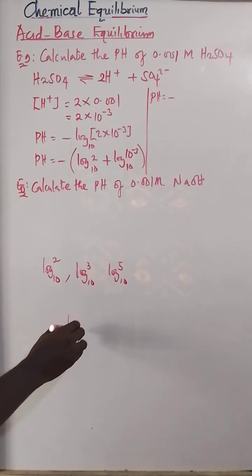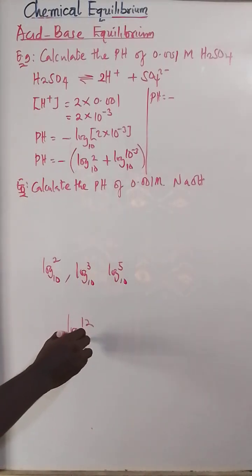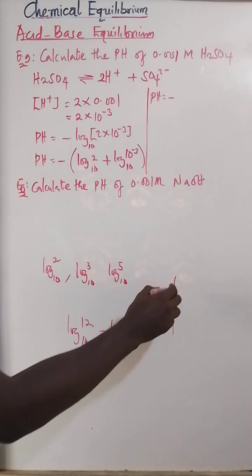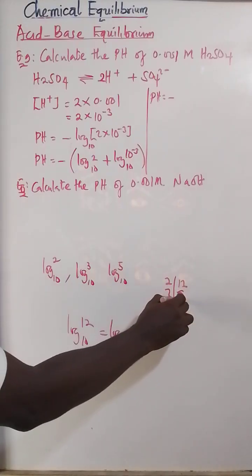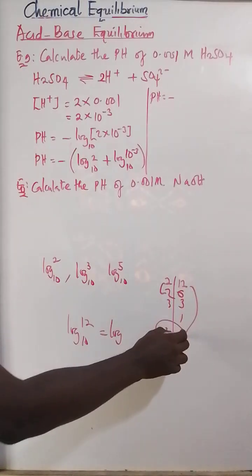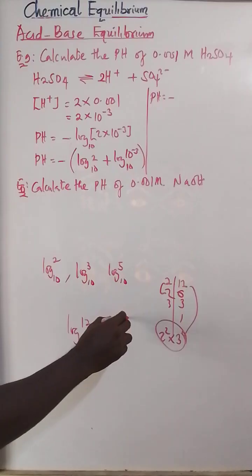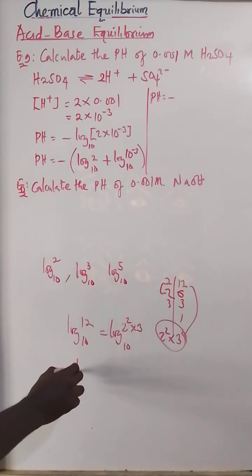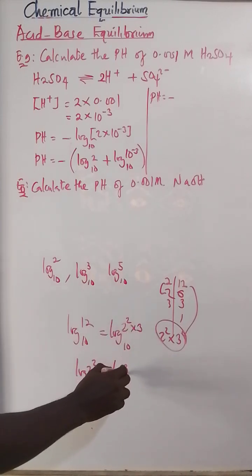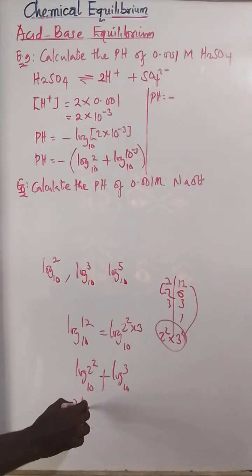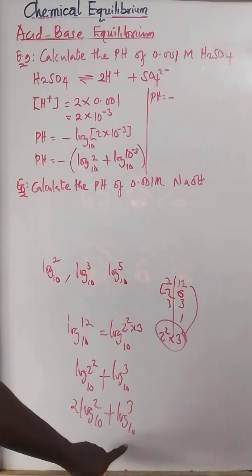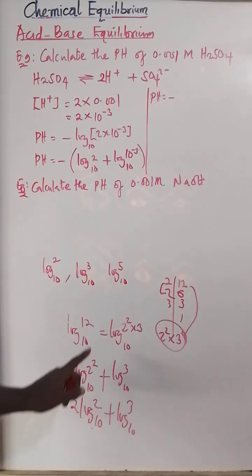For example, if you are told to look for log 12 base 10. We know that 12 in prime product factors: 2 here is 6, 2 here is 3, 3 here is 1. So that's 2 raised to power 2 times 3. You must learn how to transform a number like this, from knowledge in primary school. This equals log 2 squared base 10 plus log 3 base 10. Then the 2 goes to the front, by the law of logarithm: 2 log 2 base 10 plus log 3 base 10. So if you know the value of log 2 and the value of log 3, you can know log 12.